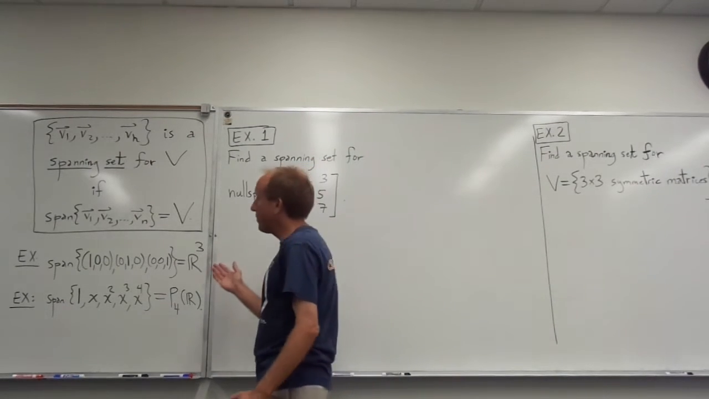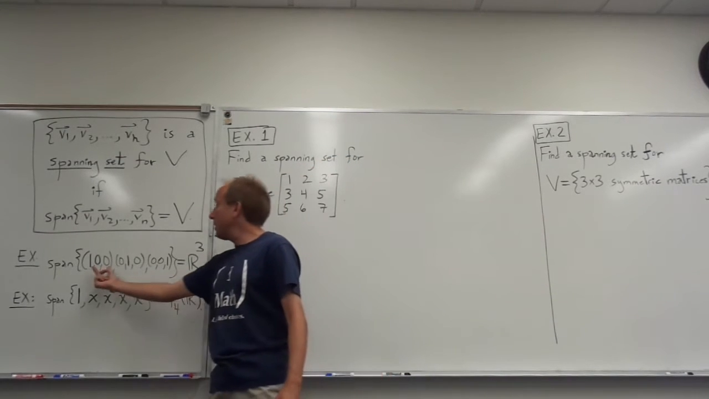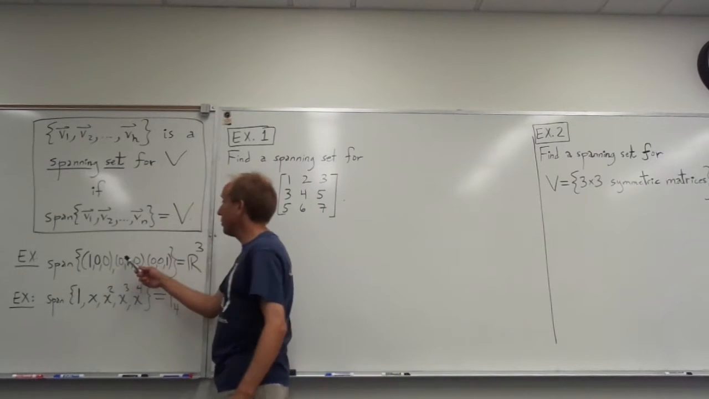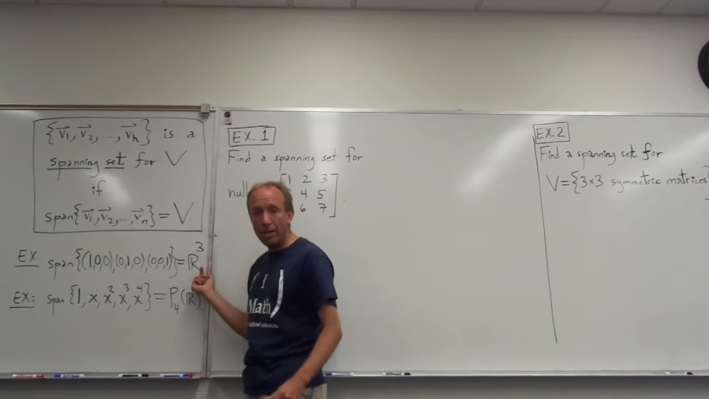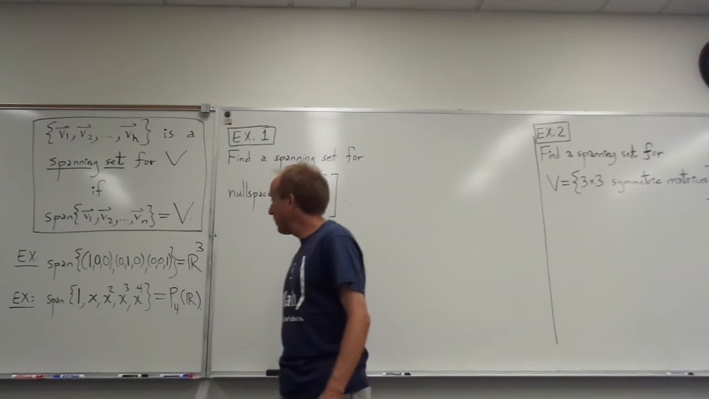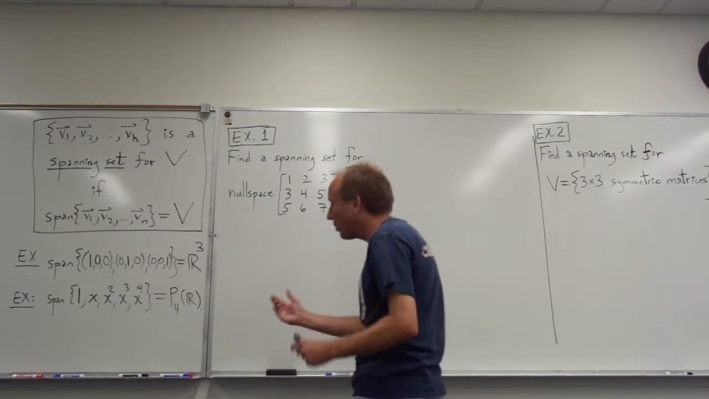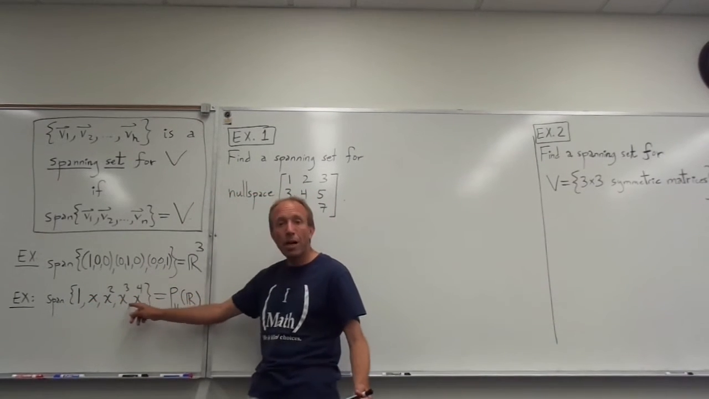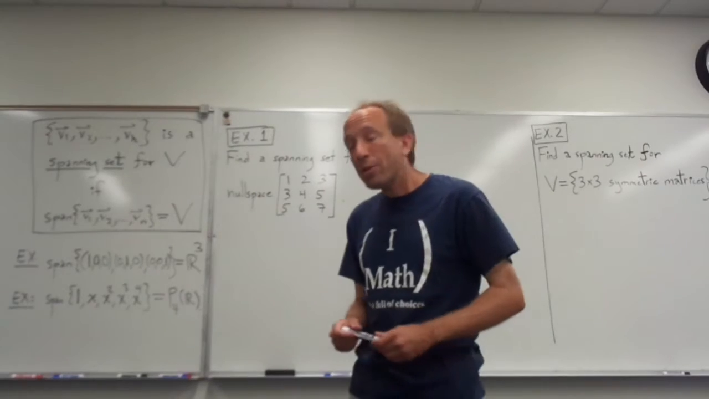So, for example, it's very easy for our familiar vector spaces, like R3. It's easy to figure out that a good choice of a spanning set would just be (1,0,0), (0,1,0), (0,0,1). Pretty easy to see that every vector in R3 can be broken down in terms of these three. Here's another example, P4 of R, polynomials of degree 4 or less. Every one of those polynomials can be broken down as a linear combination of these different powers of x, from 1 up to x to the 4th. So those are pretty easy.